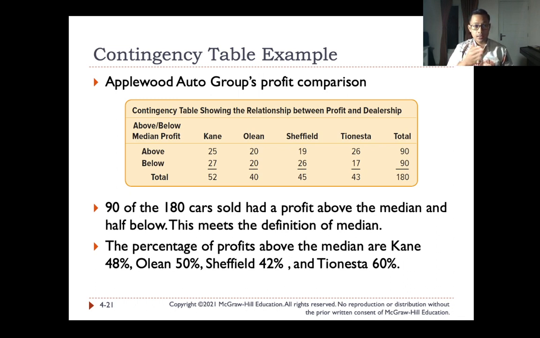So a cross tabulation or a contingency table is going to group categorical variables, in this case Kane, Olean, Sheffield, and Tionesta, and the categorical variable of above or below the median profit. The above and below median profit is actually derived or converted from a ratio or interval variable.